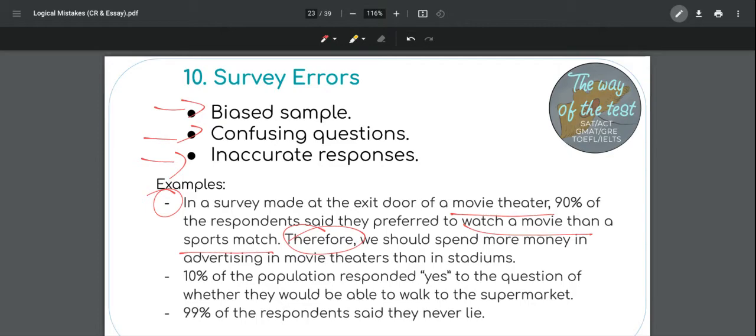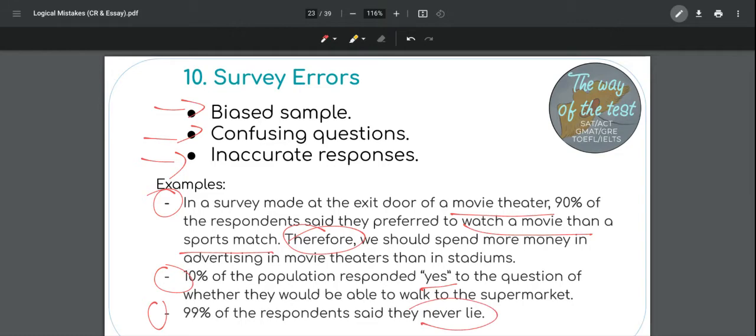Okay, the number two example, for confusing questions, is like this. 10% of the population responded yes to the question of whether they would be able to walk to the supermarket. Again, what do you mean by being able to walk to the supermarket? If I have the ability to walk to the supermarket, or if I have permission to walk to the supermarket? Remember, there may be confusing questions. Okay, and finally, the last example: 99% of the respondents say they never lie.